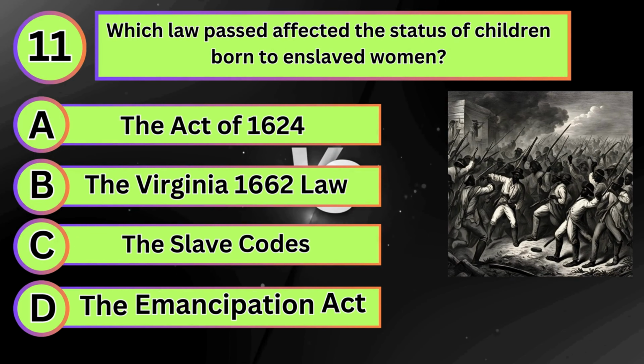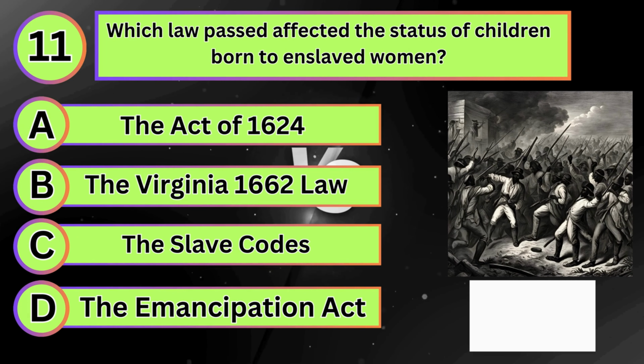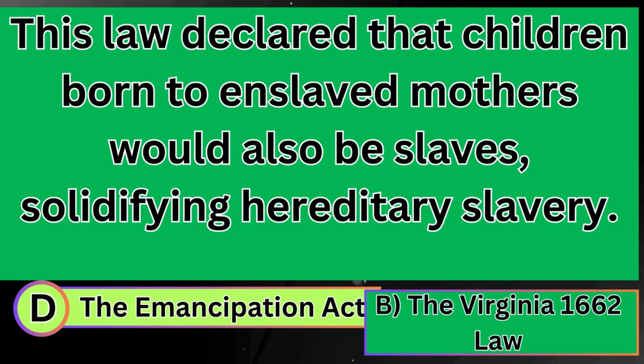Which law passed affected the status of children born to enslaved women? B. The Virginia 1662 law. This law declared that children born to enslaved mothers would also be slaves, solidifying hereditary slavery.